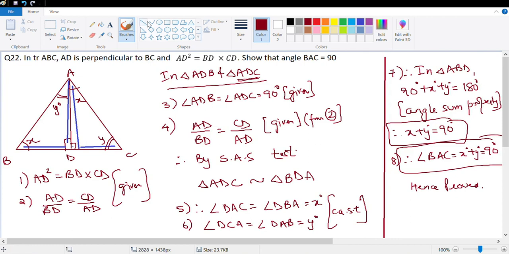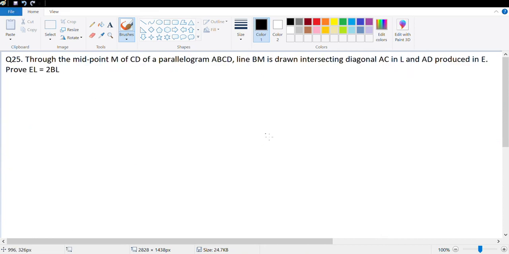Good, let's look at the next homework question, which is question number 25. Question number 25 says, through the midpoint M of CD of parallelogram ABCD, line BM is drawn intersecting diagonal AC in L and AD produced somewhere. Okay, let's just draw a rough diagram first. So that's our parallelogram.